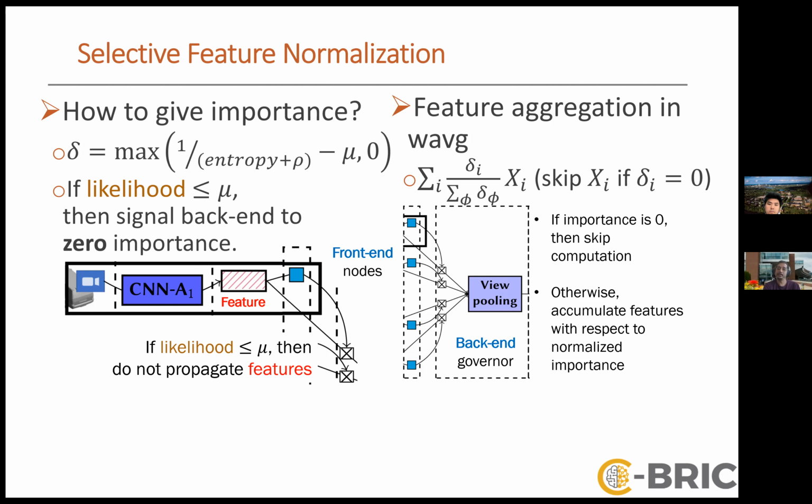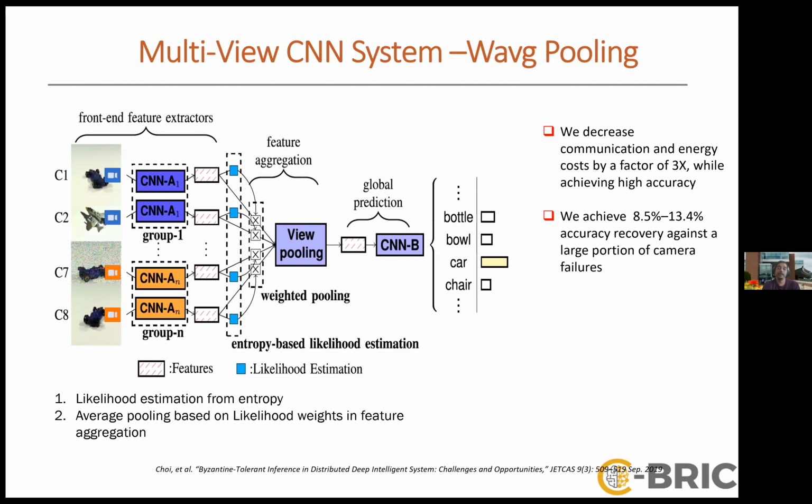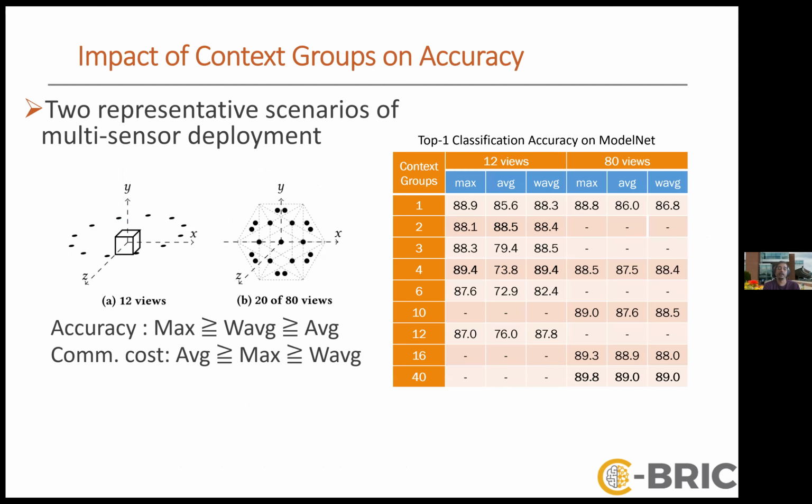The other part that we'll end up doing is we use this likelihood as a metric for weighing in this input among a bunch of different inputs contributing to the decision. So this ends up helping us to throw away a lot of information. So we were able to reduce the communication and corresponding energy by 3x. And I'll show you later on, this mechanism also helps us to recover against targeted errors or failures in this particular system. So our system basically has two different configurations, a 12-view camera and an 80-view camera system.